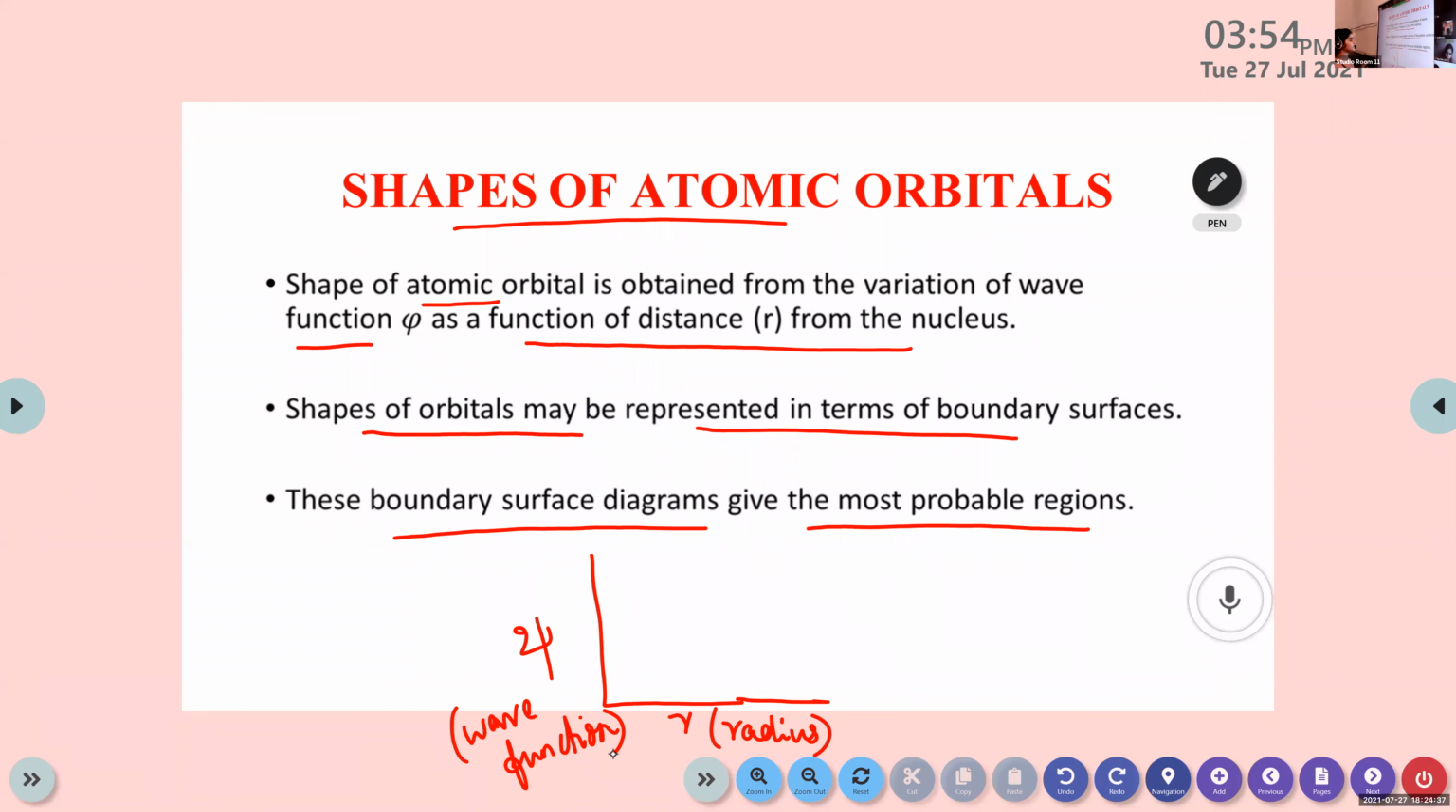That's the first point. The shape of an atomic orbital is obtained from the variation of wave function psi as a function of distance r from the nucleus. Depending upon the graph obtained, we can find out the shapes of these orbitals. And the shapes of orbitals may be represented in terms of boundary surfaces. These boundary surface diagrams give the most probable regions of the electron. Have you completed these 3 points? It's on page number 57.